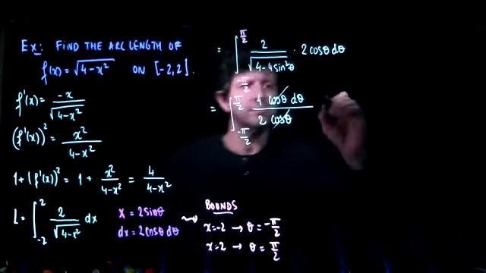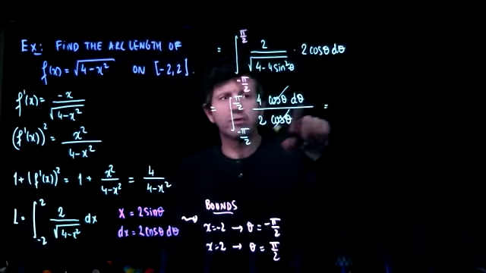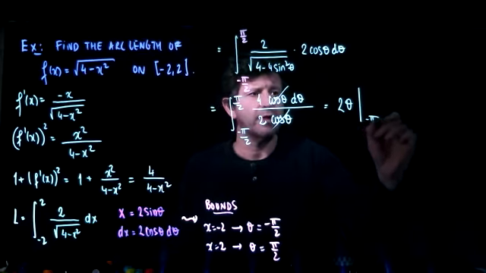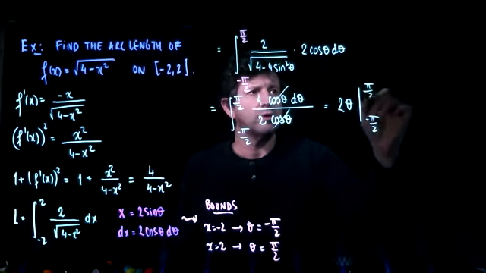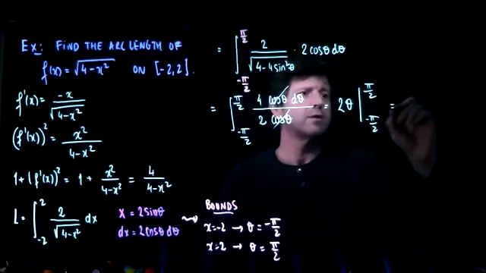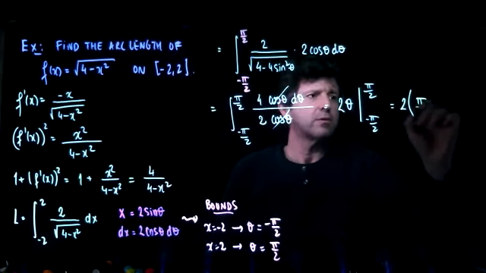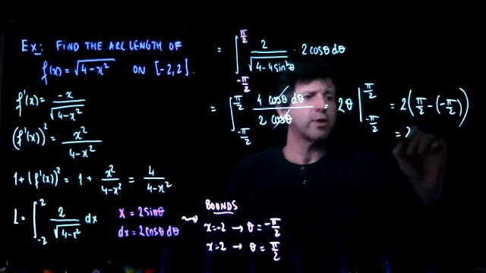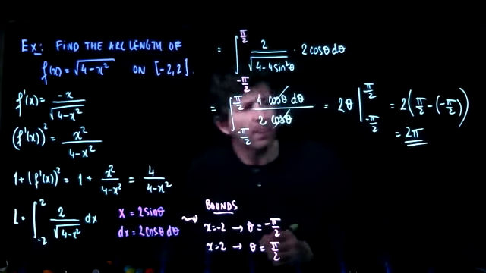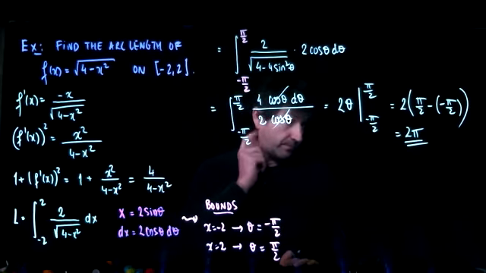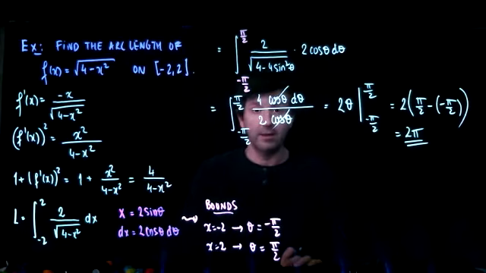The cos disappears. So 2 d theta, so the answer here is just 2 theta evaluated from negative pi over 2 until pi over 2. And that's pretty simple. So it's 2 times pi over 2 minus negative pi over 2, so I get 2 pi. Any questions?